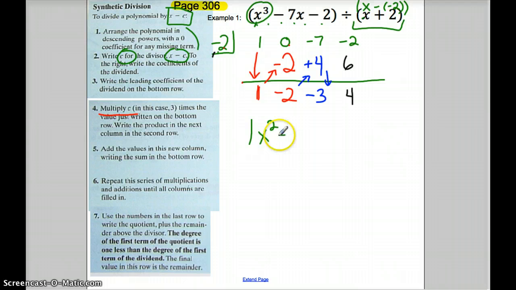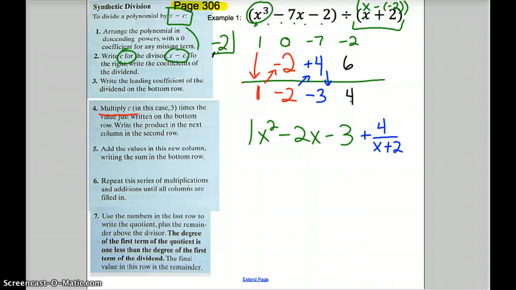So I have 1x squared minus 2x minus 3, and then I realize I'm out of x powers. So my 4 is actually my remainder. So plus 4 over the divisor, x plus 2. So I'm left with my result. That's my answer, x squared minus 2x minus 3 plus 4 over x plus 2. That is the result after dividing those two polynomials.